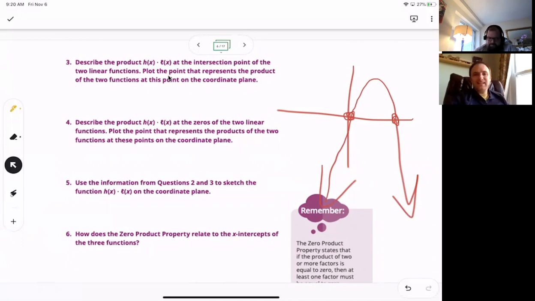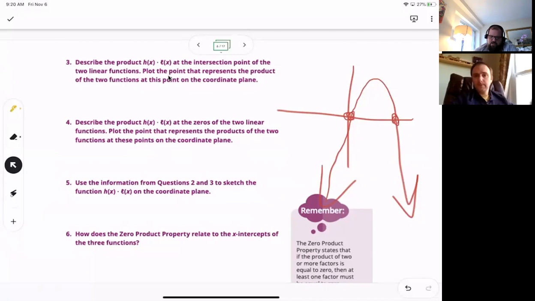And then the last part says, how does the zero product property relate to the x-intercepts? I'm going to take a stab at this. So we talked about the zero product property. If you have two things multiplying together, the answer is 0. One of them has to be 0.